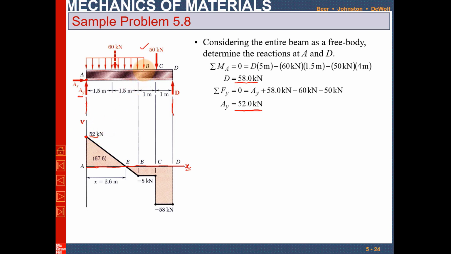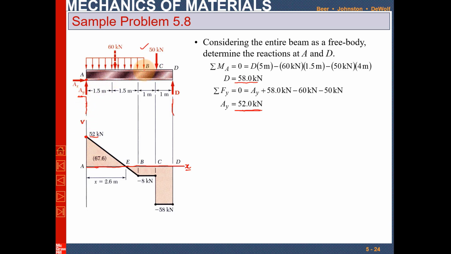Now we have to find this. If you use the method of section, or the method which we discussed earlier, you have to take sections. Again it will consume too much time, so we will go toward a shorter way, which takes less time. So better is that this is point A where only 52 kilonewton is applied.